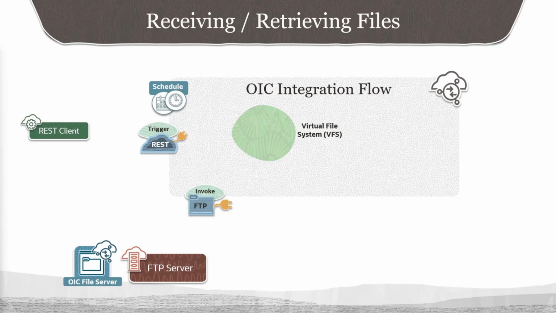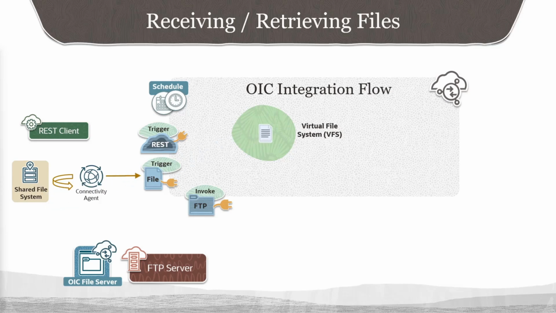So then when invoked by a REST client, those attachments are received into the integration and can be processed as required. On the other hand, if the file is located in a shared file system, along with an installed connectivity agent, you can configure a file adapter connection to be the trigger. The agent will poll the file system, and when a new file arrives, it will be delivered to OIC, triggering a new integration instance.